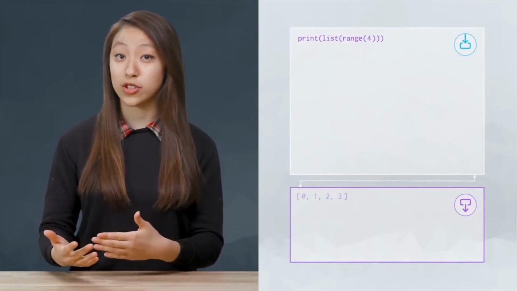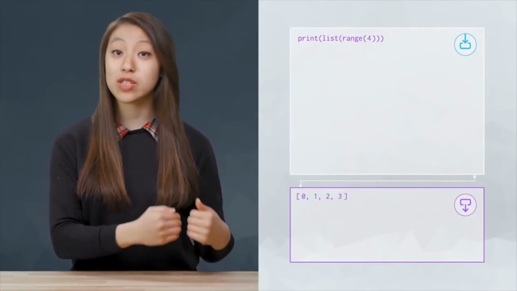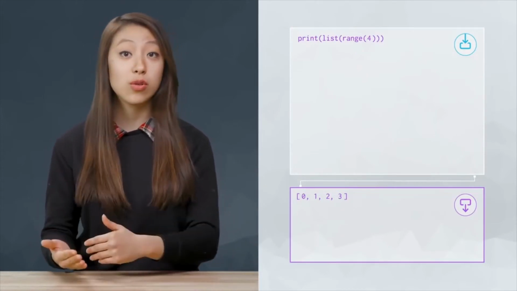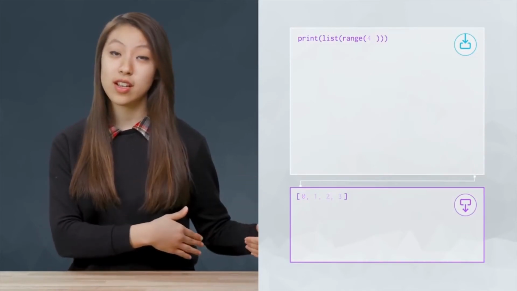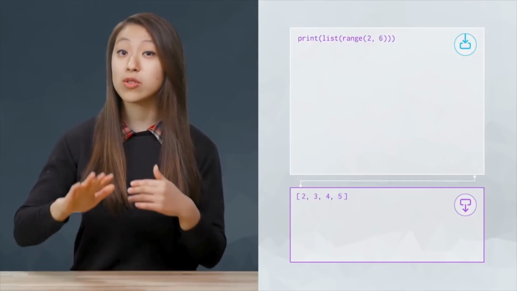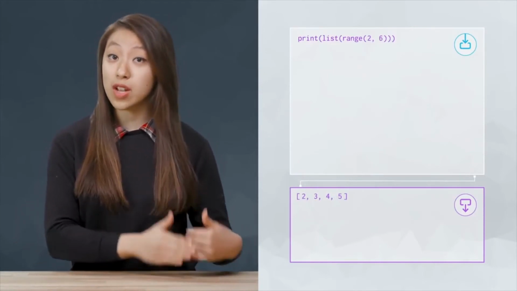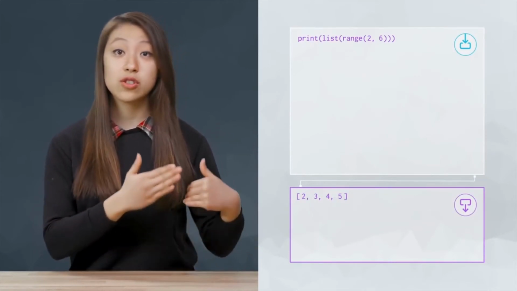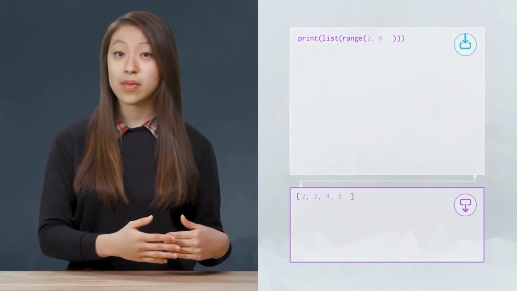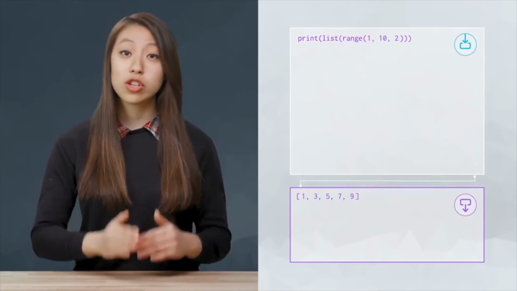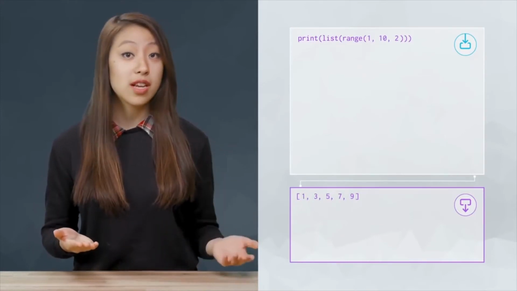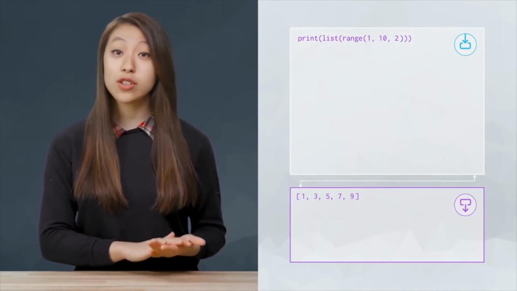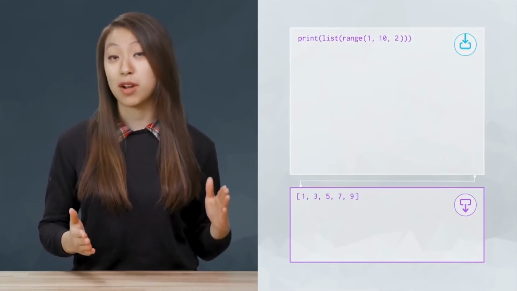Calling range with 1 integer will make that the stop argument and return a sequence of numbers from 0 to that integer minus 1. So range(4) returns 0 through 4 minus 1, which is 3. Calling range with 2 integers will make those the start and stop, and return a sequence of numbers from the first number to the second number minus 1. range(2, 6) returns a sequence from 2 to 5. Calling range with 3 integers will return a sequence of numbers from the first to the second minus 1, separated by the third. So range(1, 10, 2) returns a sequence from 1 to 9, incremented by 2.